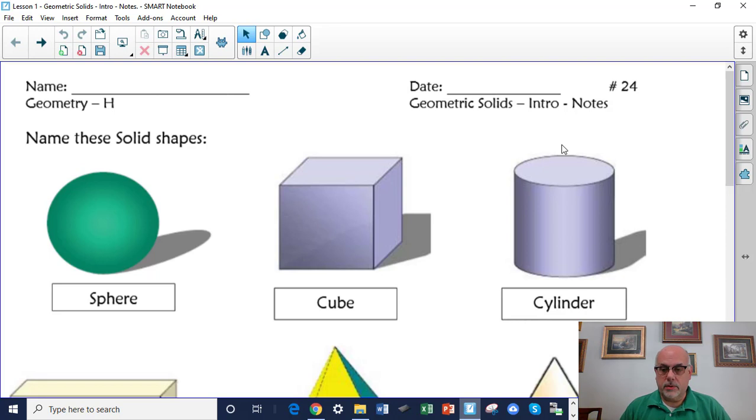These are solid figures. This is our last unit of new material for the year. So let's take a look at these. A sphere, the ball, okay. A cube, it's a three-dimensional figure. All dimensions are the same. So the length, the width, and the height are all the same.